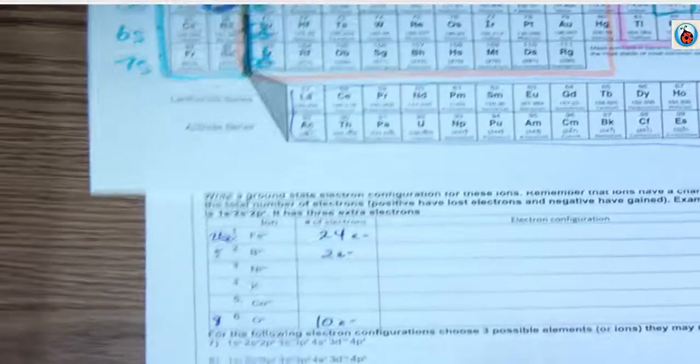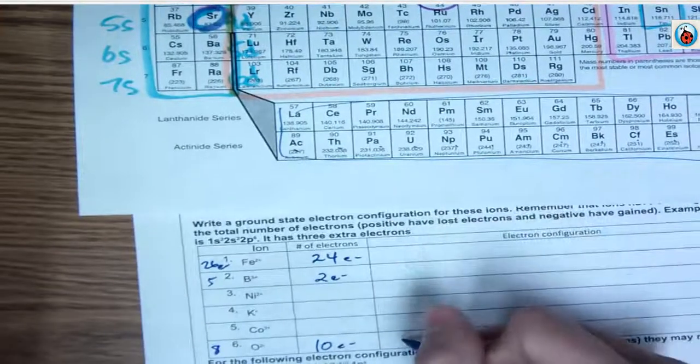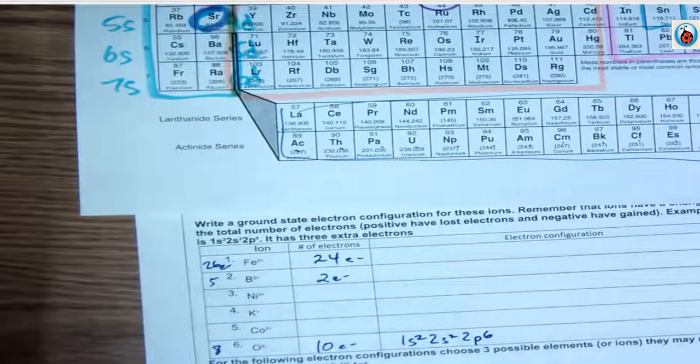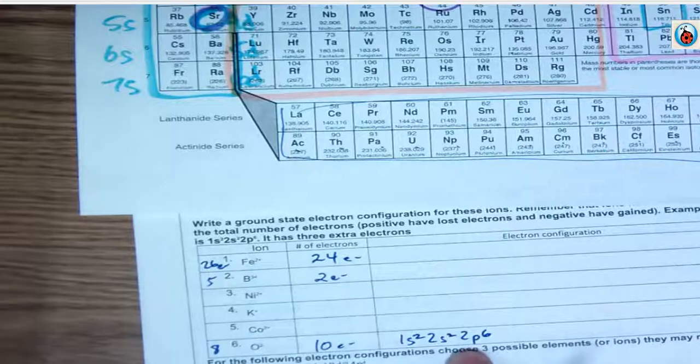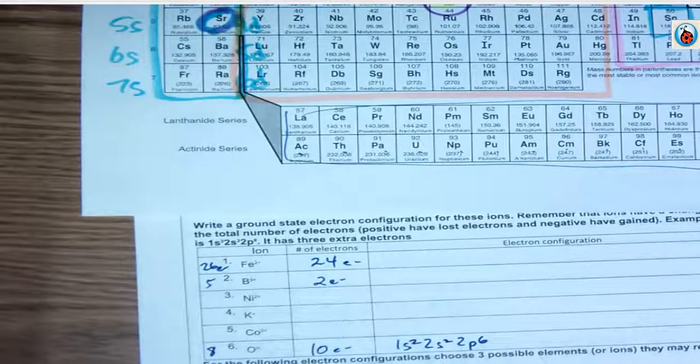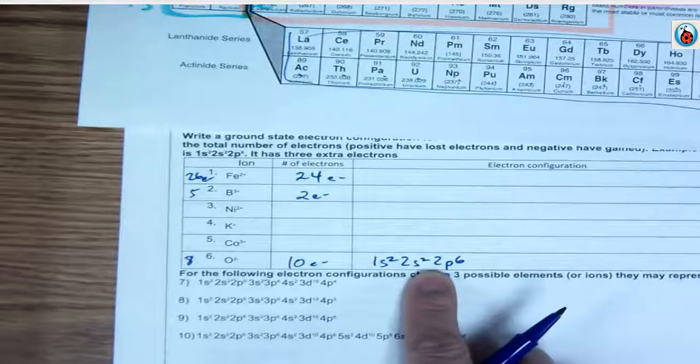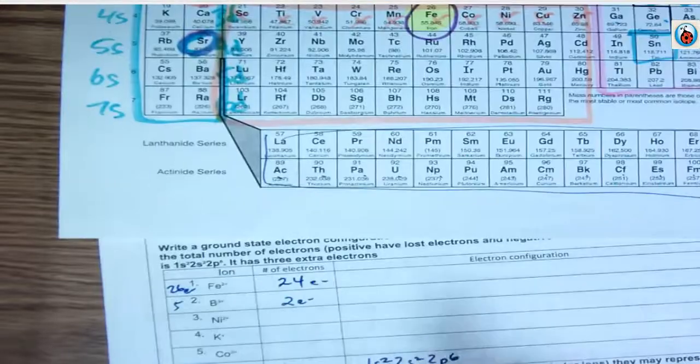And then you write the electron configuration for those exactly the same way. 1s2, 2s2, 2p6. What's this the same as? 1s2, 2s2. So oxygen minus 2 has the same number of electrons as neon, right? Neon has 10 electrons.